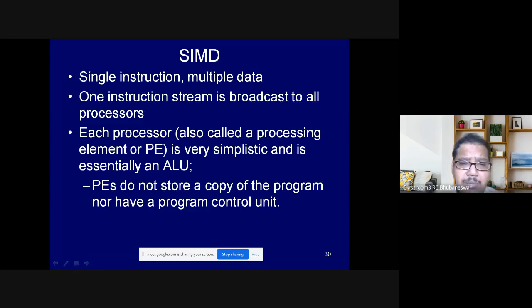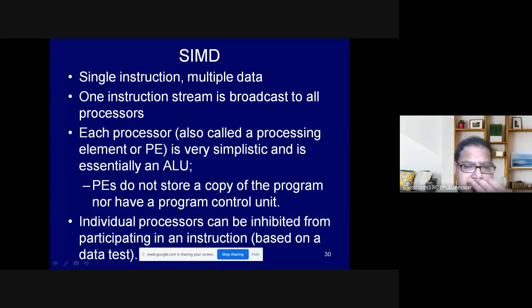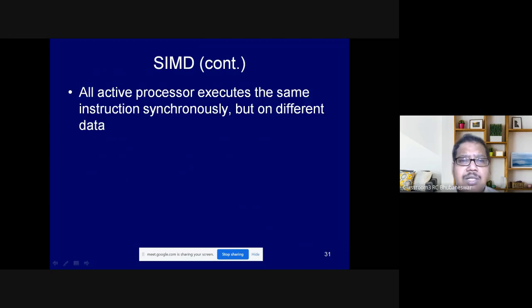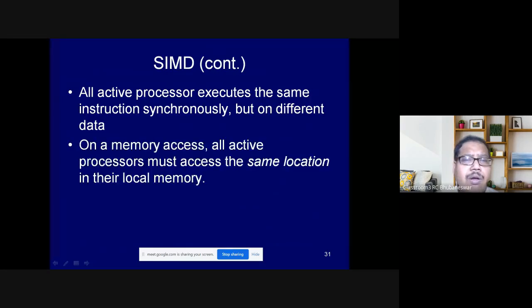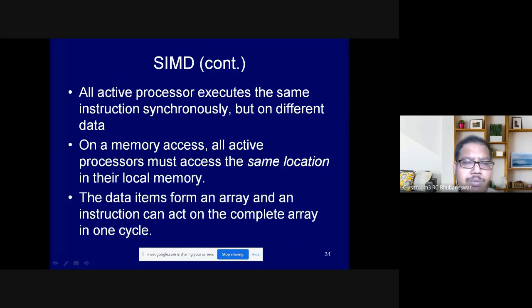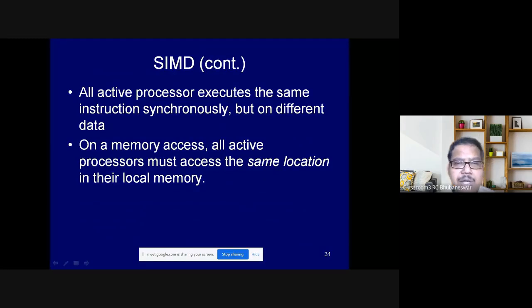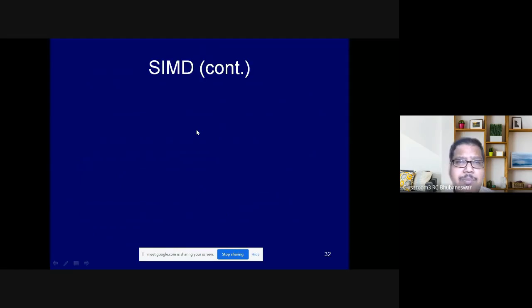But processing elements do not store a copy of the program. The program has to be with the control unit, and that will be controlled from the control unit, and individual processors can be taken into consideration for their executions. So SIMD can have all active processors work, and they can go for the execution from time to time.